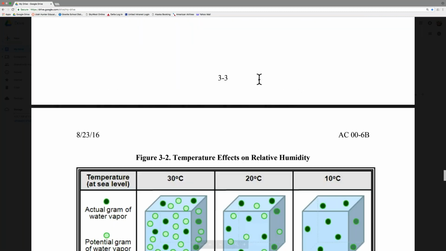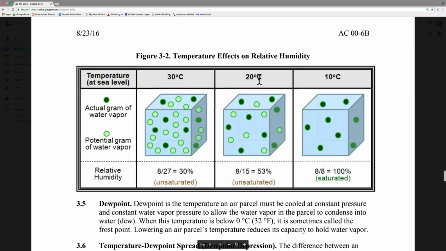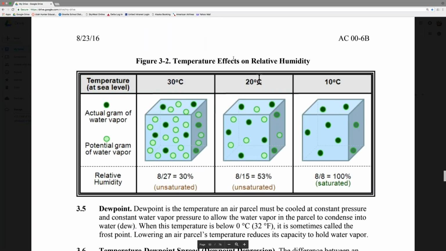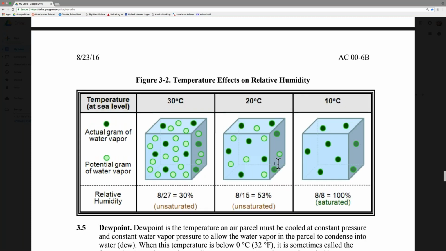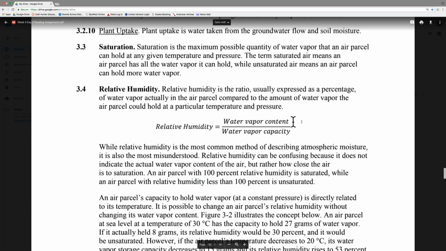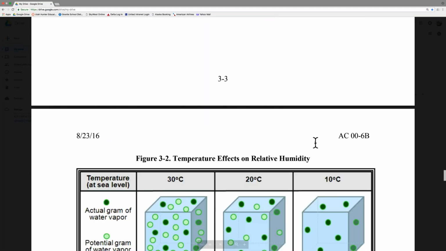So this is what it's talking about. A potential gram of water vapor versus an actual gram of water vapor, just change the temperature, and due to the temperature change, we have different saturation levels. Remember, up here on the calculation, it's water vapor content versus water vapor capacity. So temperature plays a huge part in that.